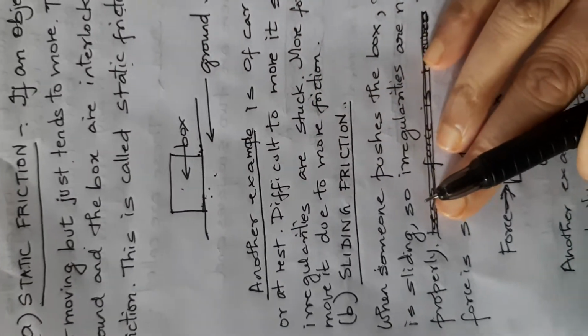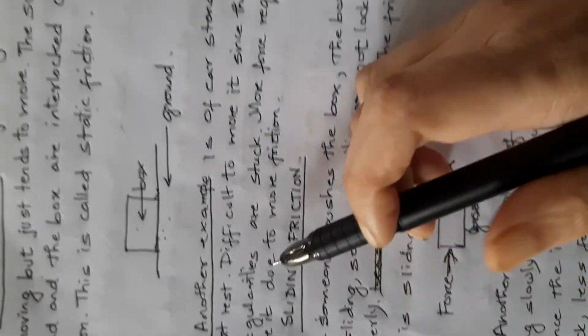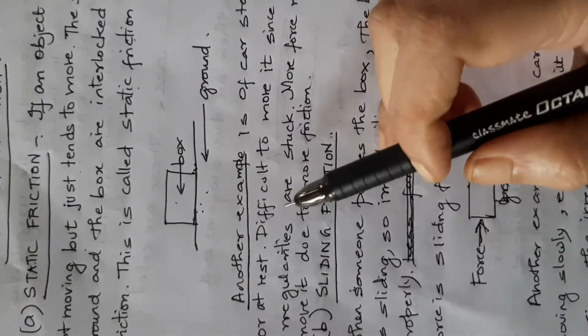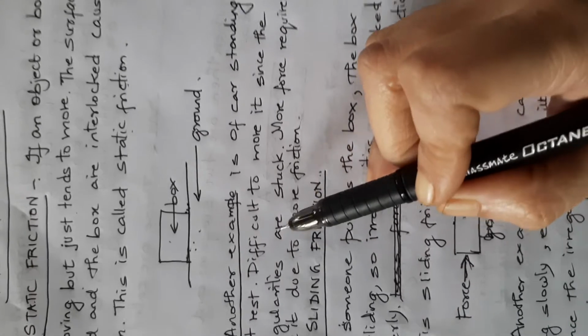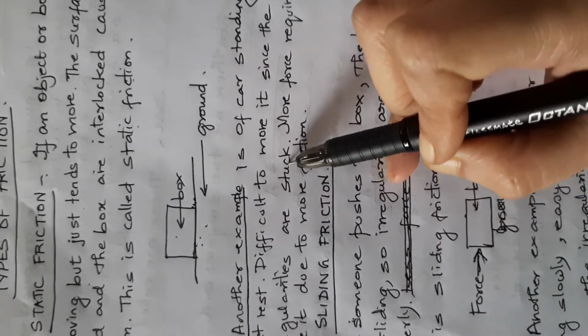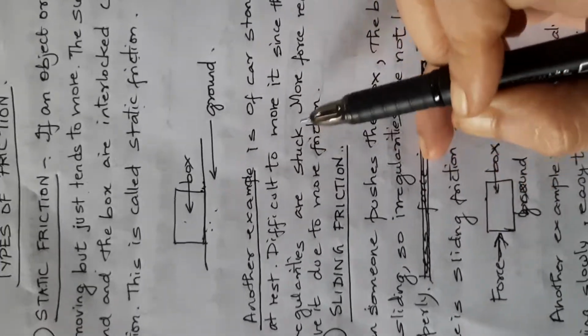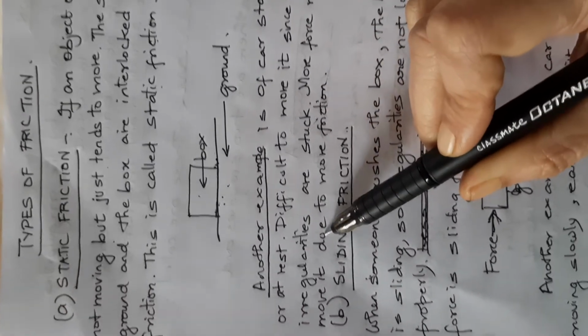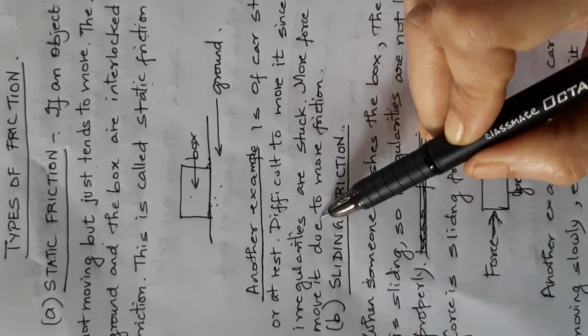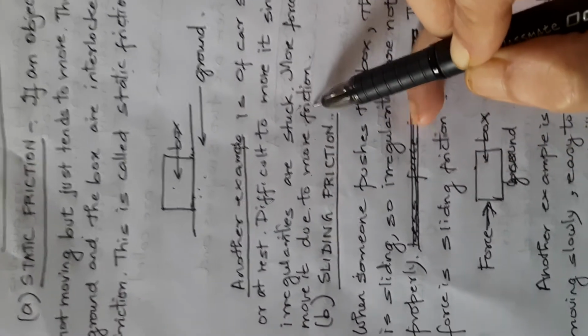Another example can be given of a car which is also at rest. Alright, it is very difficult to move a car which is at rest because the irregularities of the wheels and the ground are stuck, and there is more force required to move it. Suppose I want to push such a car, it becomes very difficult due to more friction.